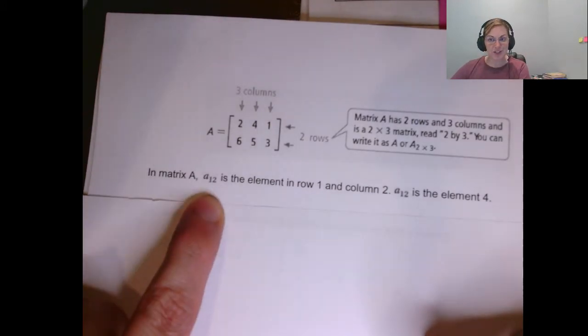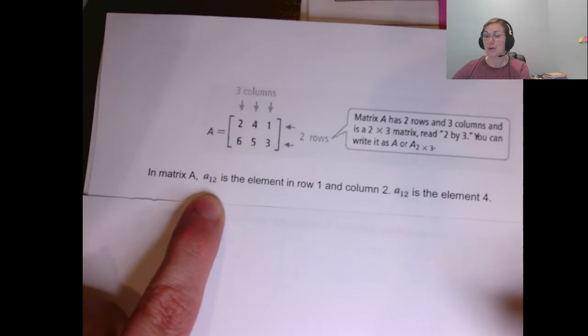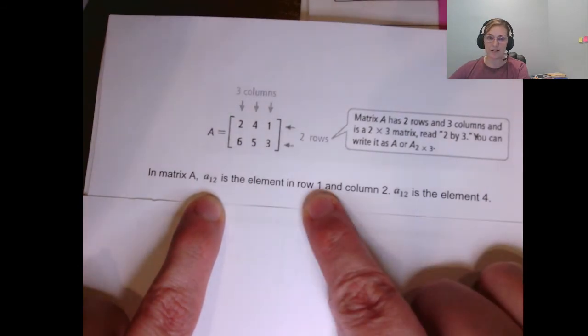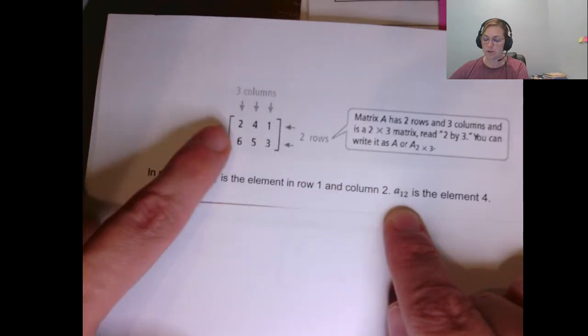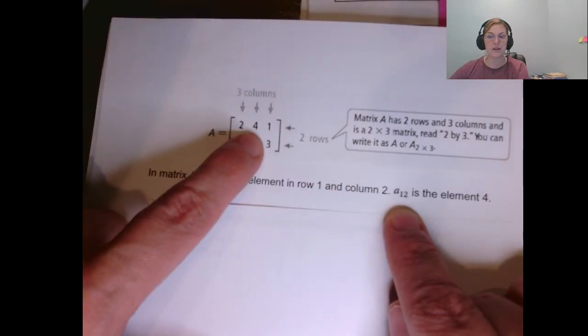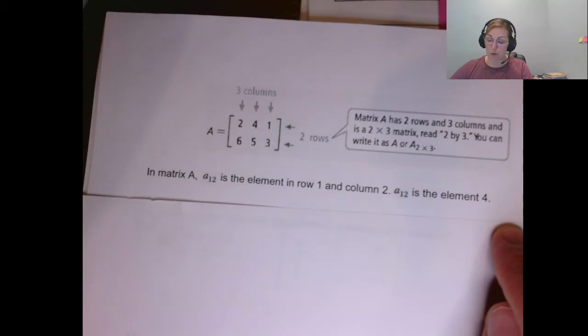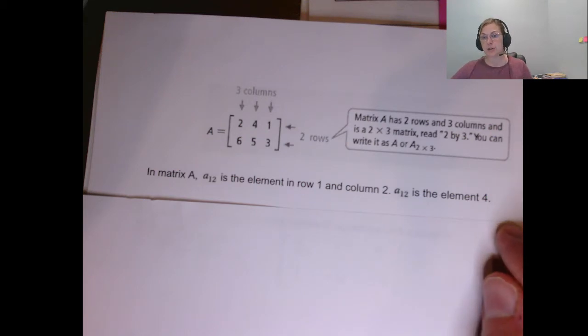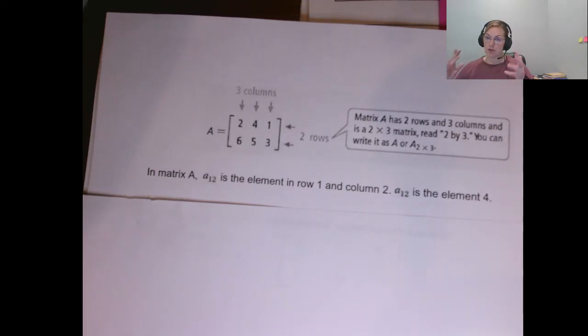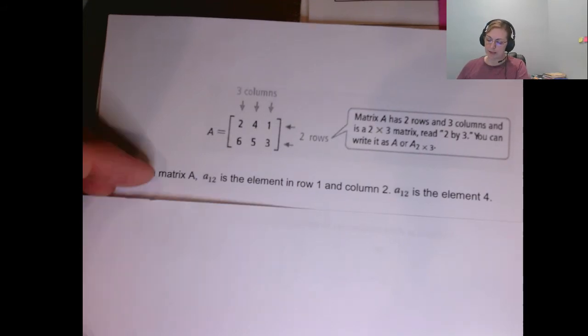Check out the notation we have here too. We have element 1, 2. That tells us it's an element in row 1, column 2. So row 1, column 2, and that element is 4. So you can give a location for every element that you want in this particular setup when you're using it to reference a matrix.